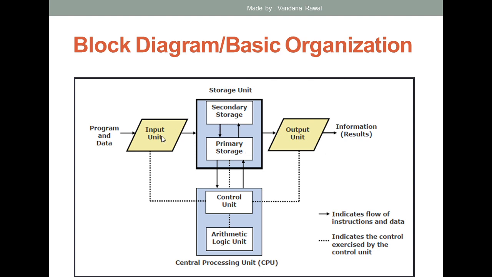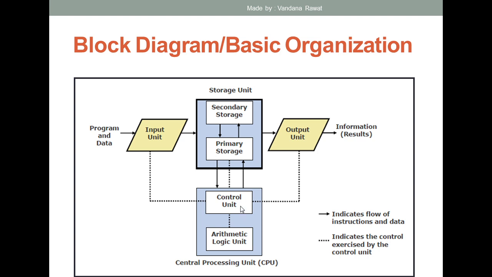In terms of the input unit, a number of input devices come, like the keyboard, mouse, and microphone. These are used for taking the raw data. In terms of the processing unit, a number of processes are there. If we are talking about the storage unit, then we have two types of storage, primary storage and secondary storage. This we will discuss in today's session.